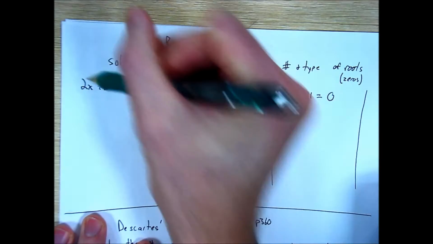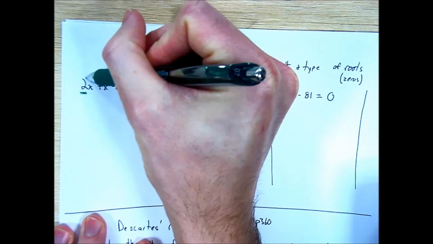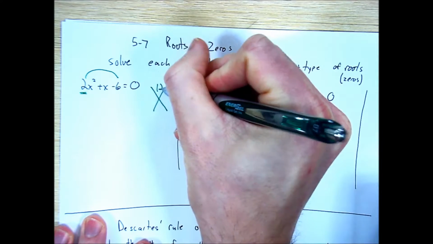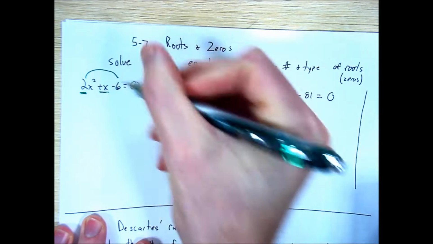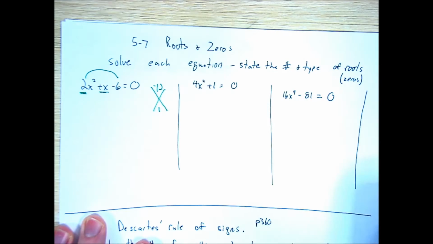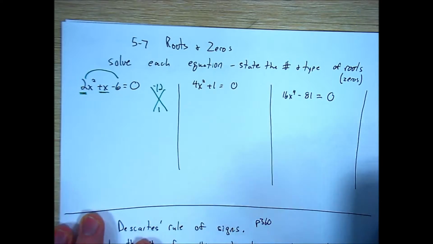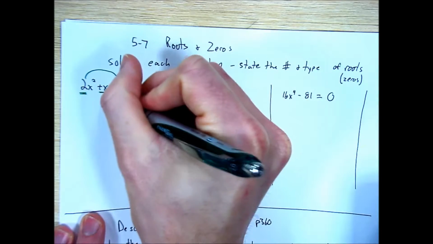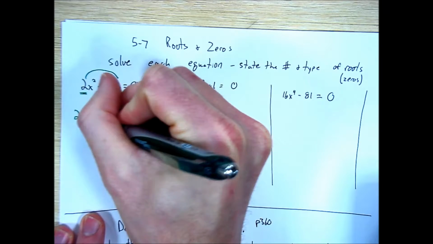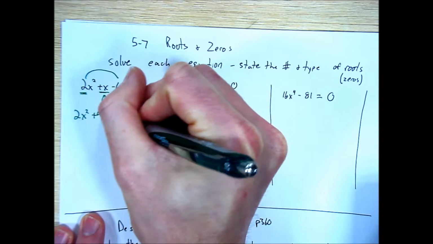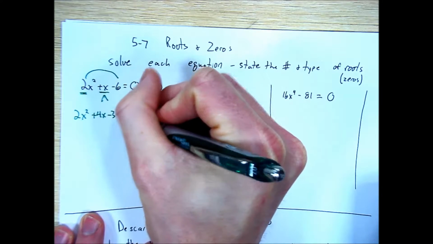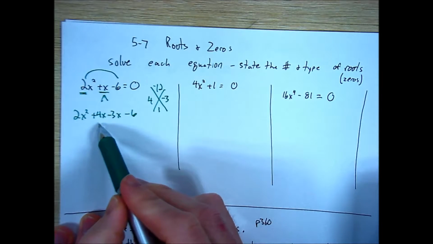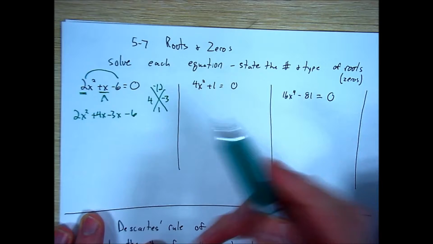Remember, I have a number in the front, so when I have a number in the front, we have to multiply. I'm looking for what multiplies to negative 12, and what adds to 1. So 4 and negative 3. So that's how I split this middle one up. 2x squared plus 4x minus 3x minus 6. I didn't change it. 4x plus a negative 3x is still 1x.